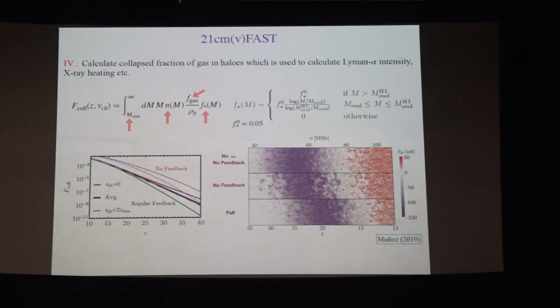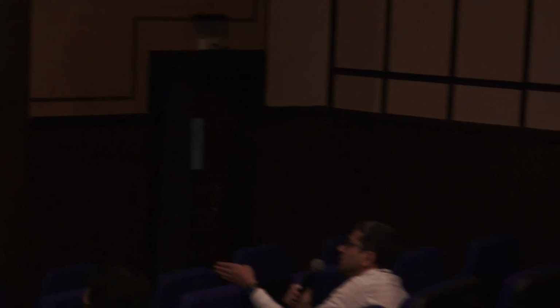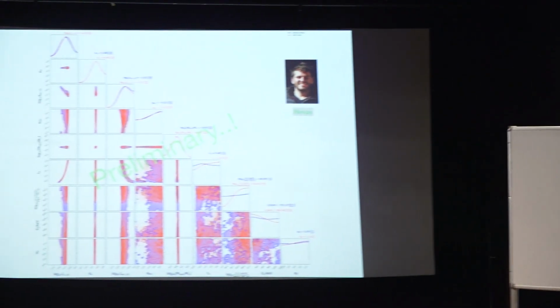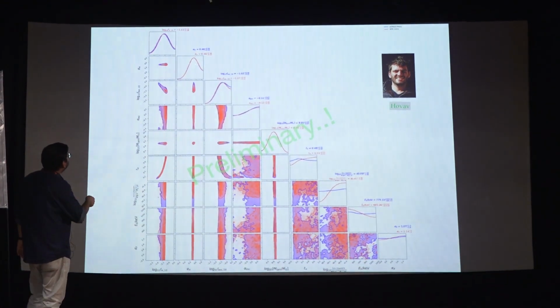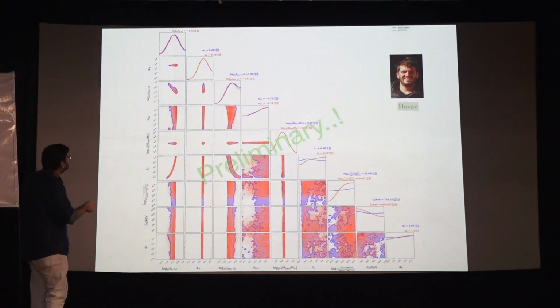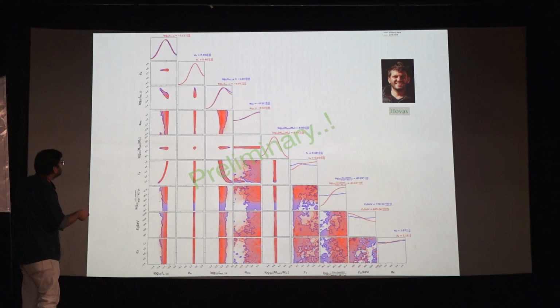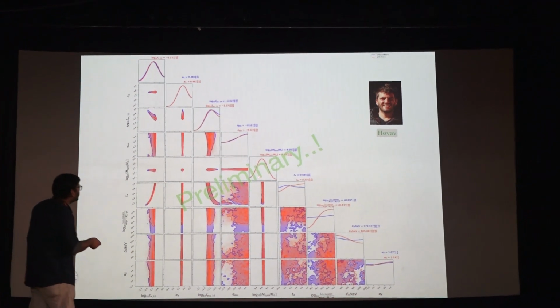Oh, maybe just quickly, in the HERA inference that you showed, one of the parameters, I think M_turn it was called, seemed to be constrained using HERA already. Is that significant? This middle column, you mean this? Yeah, the next one. Yeah, that one. Okay, this M_turn you mean?